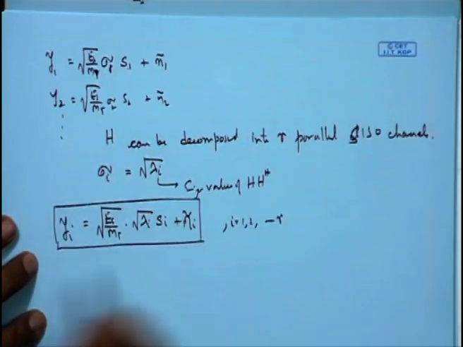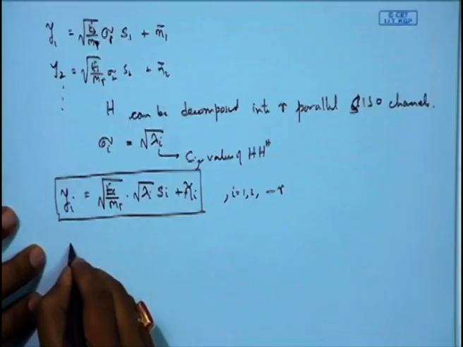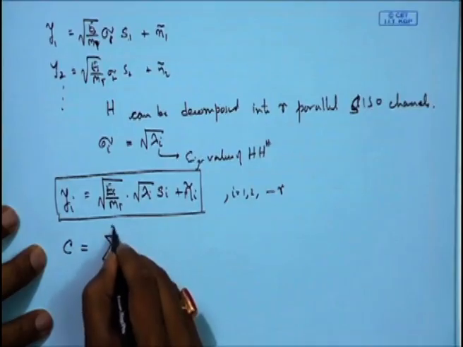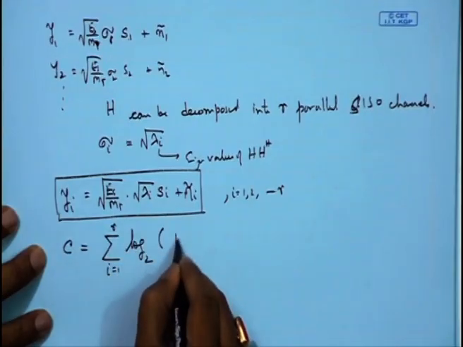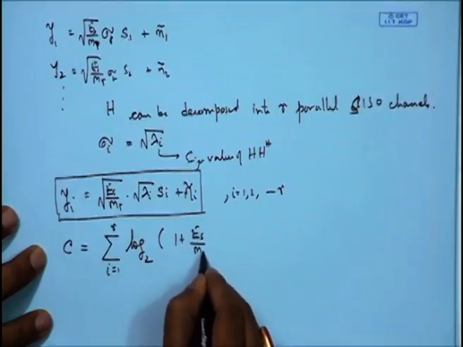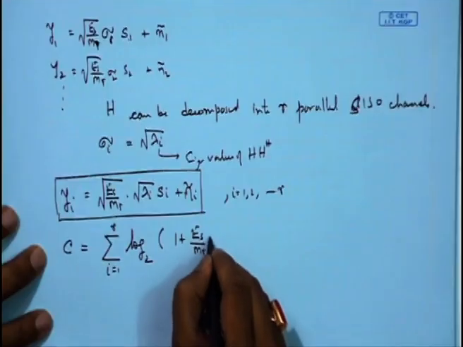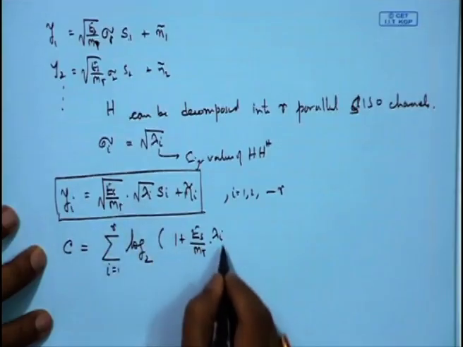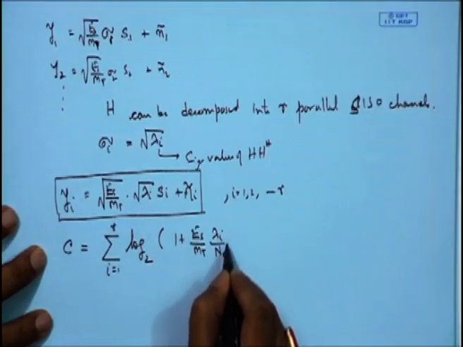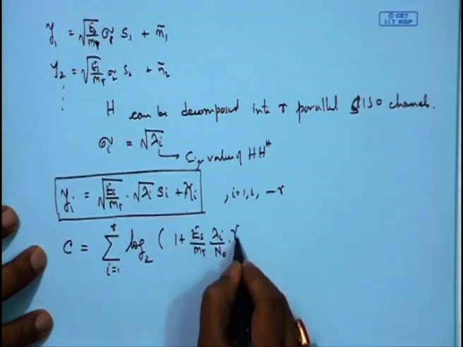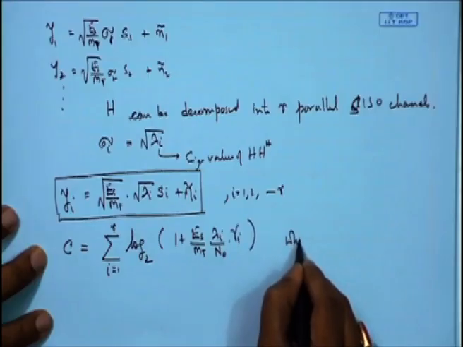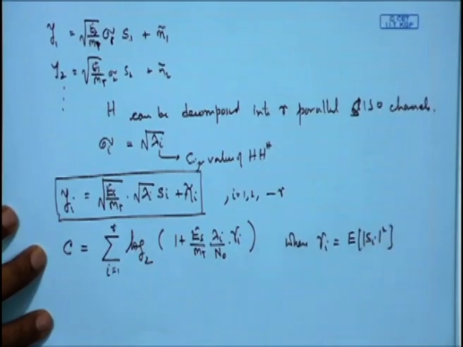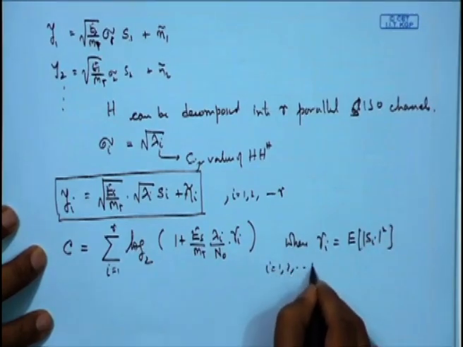So, we have also achieved parallel transmission, and in this case we could write the capacity of the MIMO channel as the sum of i equals 1 to R log base 2 of 1 plus Es upon Mt times lambda i, because this is the square root of lambda i. So, the square of this would be available lambda i upon N0 times gamma i, where gamma i is equal to E of |Si| squared for i equals 1, 2, up to R.